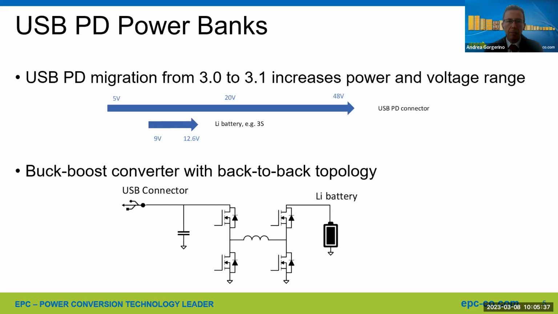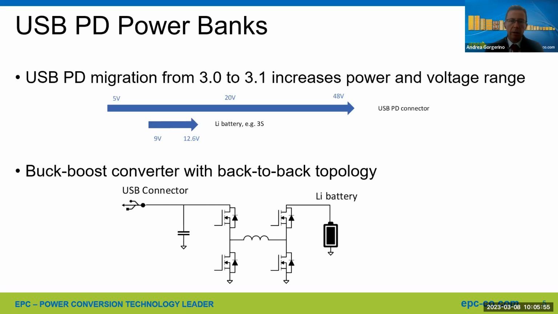And the 3.1 standard extends the voltage on the USB PD connector with the same USB-C connector up to 48 volts and 5 amps. That's 240 watts of power. So that becomes a very significant amount of power that has to be handled.